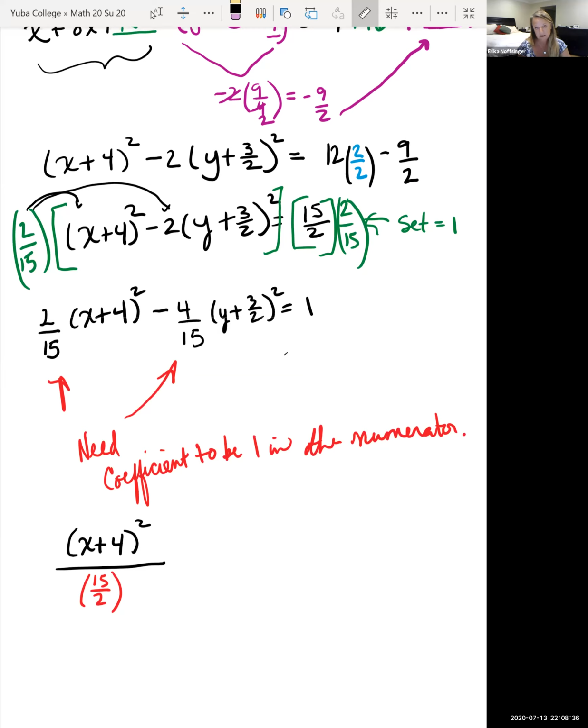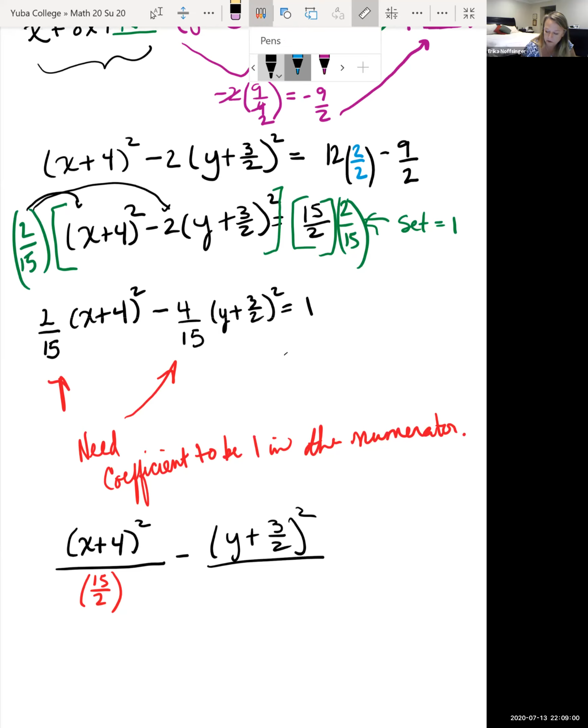So this is identical to x plus 4 quantity squared divided by 15/2. Division of fractions, you take the first times the reciprocal, which would give me back the equivalent of this. So do the same idea for the next piece. So we got minus, and then we have y plus 3/2 quantity squared, all divided by the reciprocal of 4/15. The reciprocal of 4/15 is 15/4, is equal to 1.